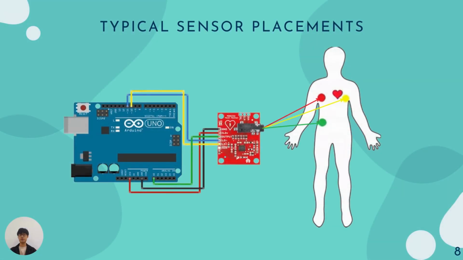The AD8232 sensor comes with three electrodes. You need to place the electrodes in the correct place and follow the three-lead ECG rule. Remember to place them away from the patient's head to prevent noise.